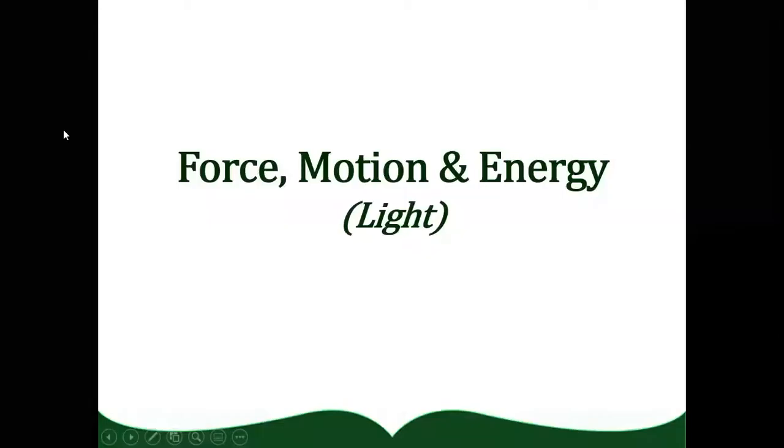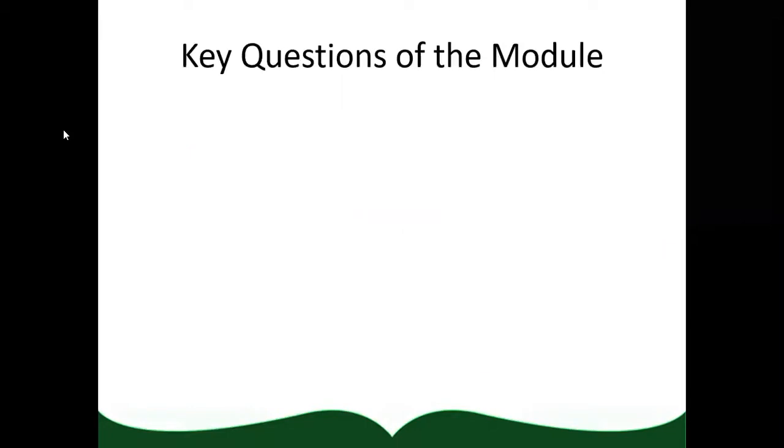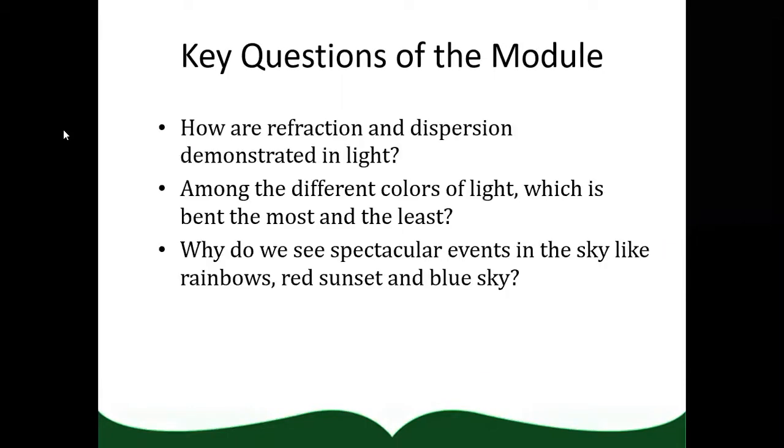Today's presentation is about light. Here are the key questions for this module. How are refraction and dispersion demonstrated in light? Among the different colors of light, which is bent the most and the least? Why do we see spectacular events in the sky like rainbows, red sunsets, and blue sky?